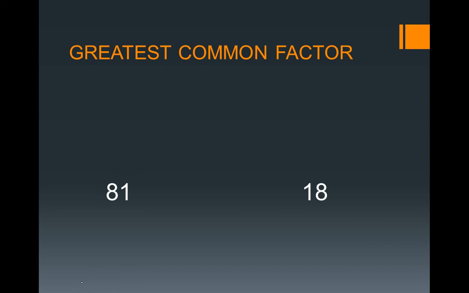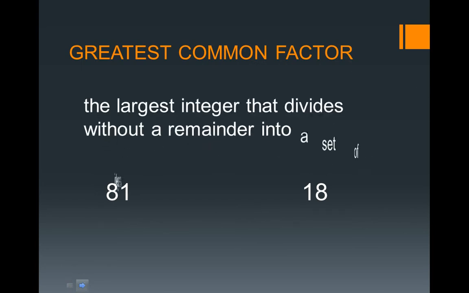So let's find the greatest common factor of 81 and 18. But real quick, what is the greatest common factor? The greatest common factor is the largest integer that divides without a remainder in a set of integers. So what is the greatest common factor? We're going to use the factor tree to find it out.